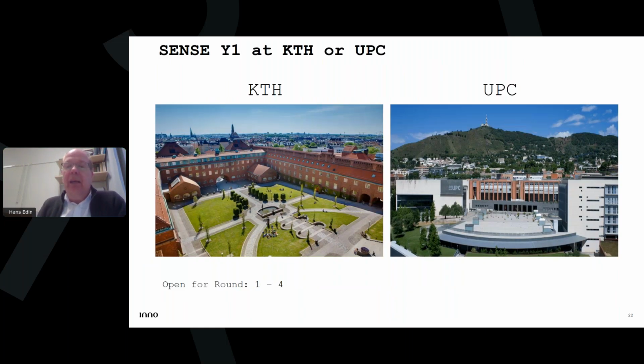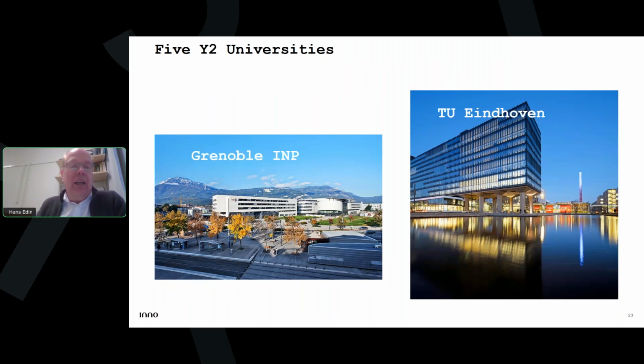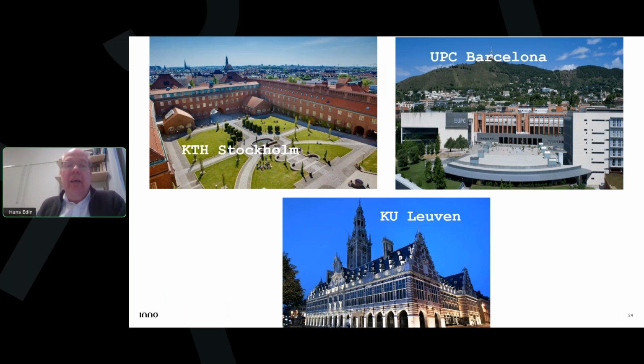Yes, here you just see some nice photos of the different campus areas. To the left, you see the main court of KTH, and you see UPC. You see Grenoble next to the Alps, Eindhoven in the Netherlands. And the last one here is KU Leuven, outside Brussels in Belgium.